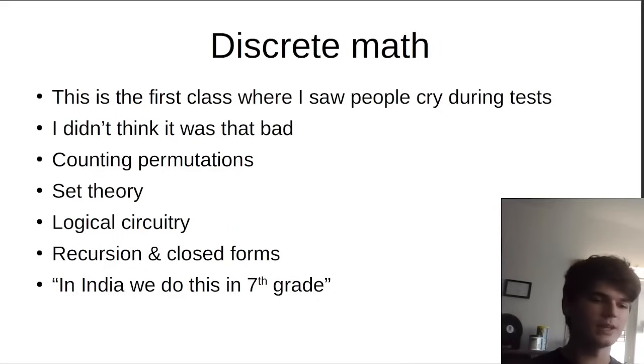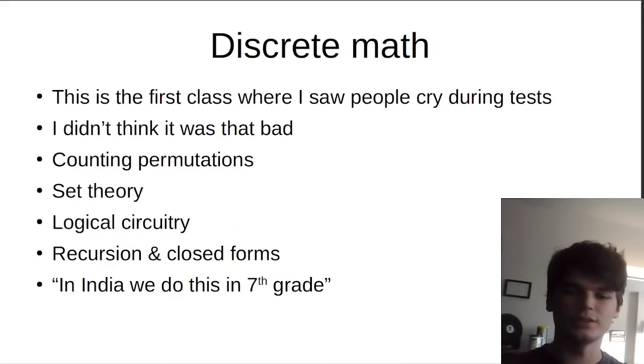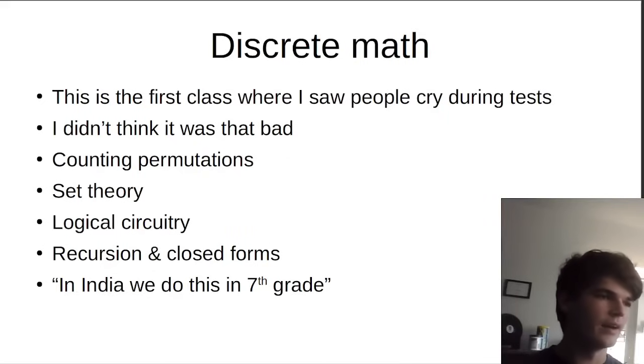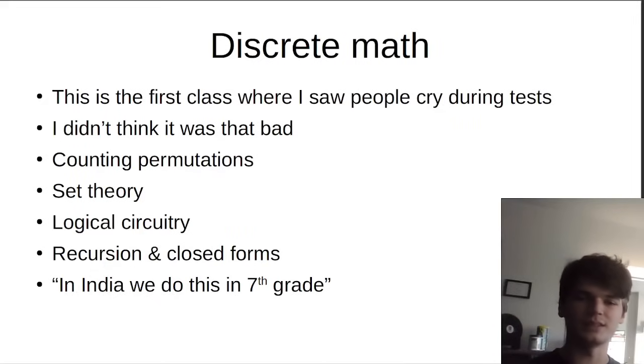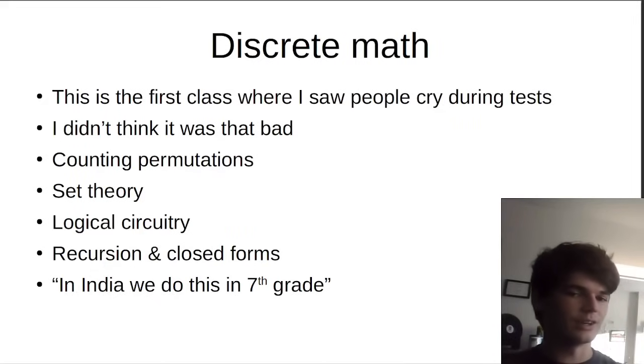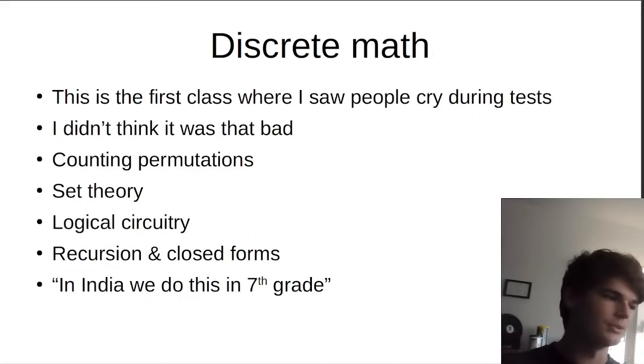Like counting permutations. If you're going from nothing to like n choose r and permutations like 5 permute 3, that's just insane, especially within the context. Set theory, for some reason we talk about sets a lot. I didn't get it back then, but I do now. Logical circuitry, you kind of use that, I guess, if you're doing a lot of ands and nots. I use it in my assembly class a lot. Recursion and closed forms, though, that's absolutely sick.